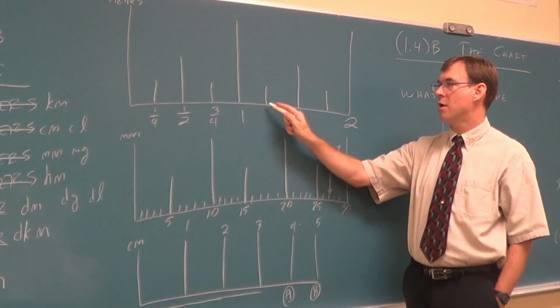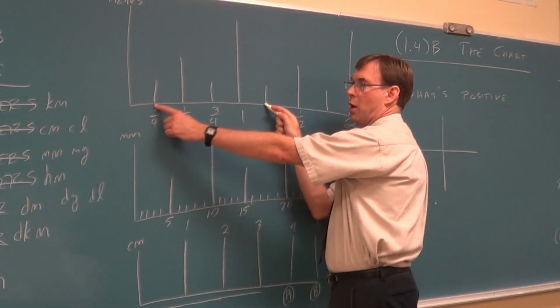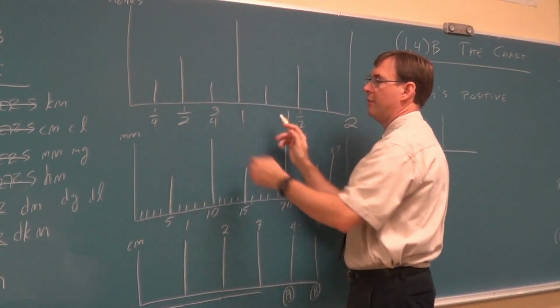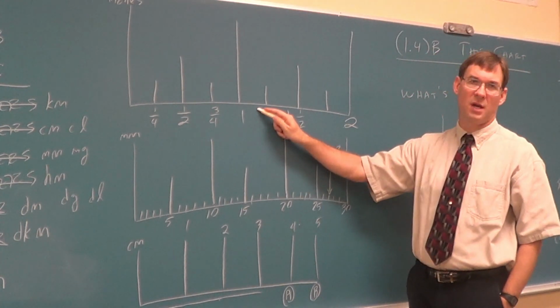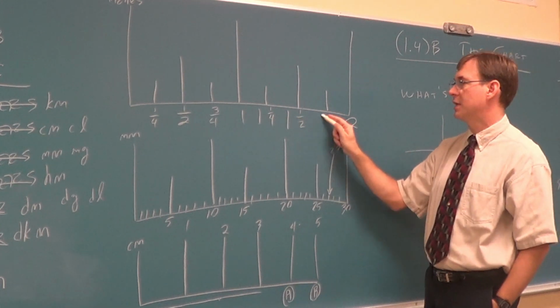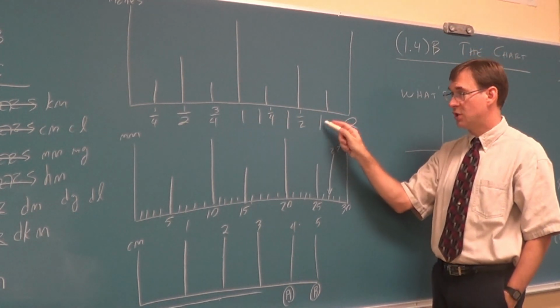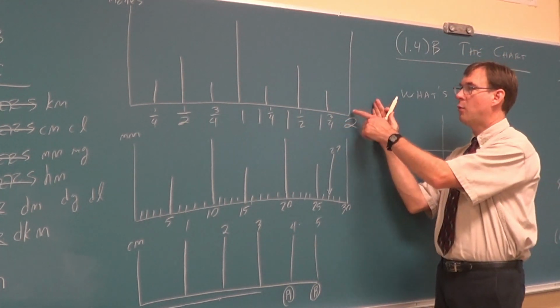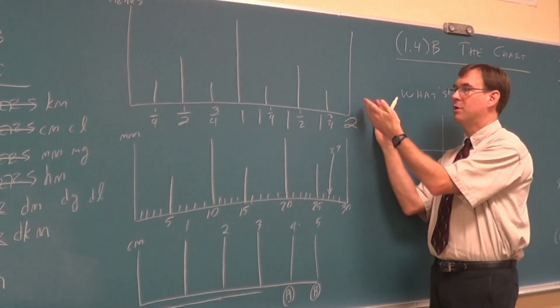But if I go here, this mark is pretty much like this mark. It's like the first one of a new group. So what would this marking be for? 1 and 1/4. This would be 1 and 3/4, still 1, but 3/4.